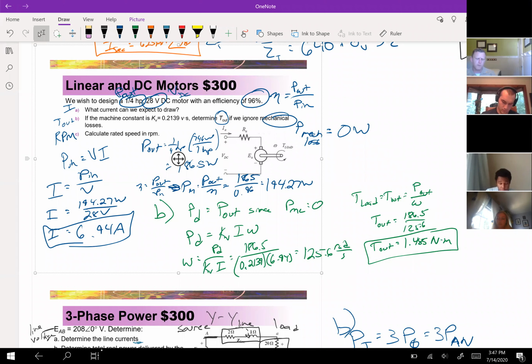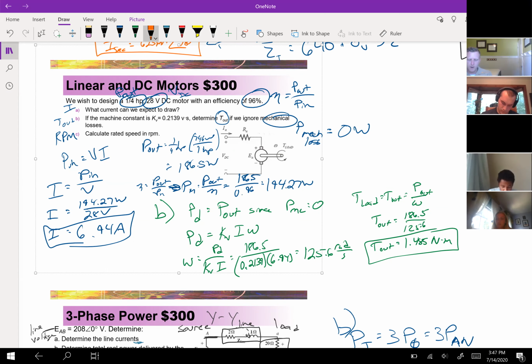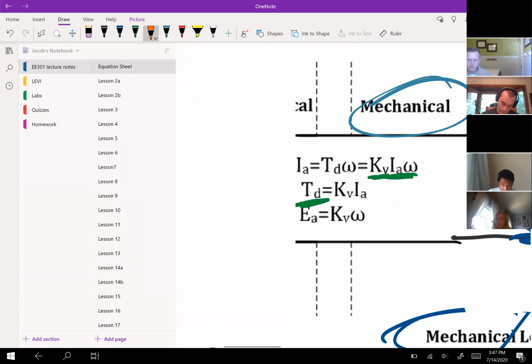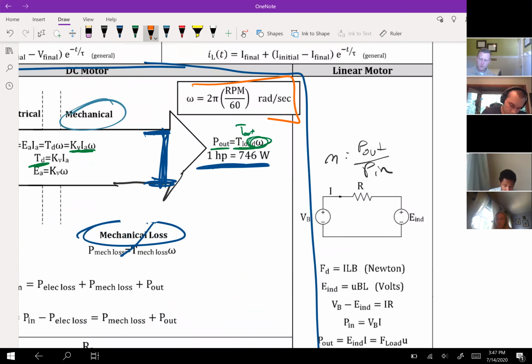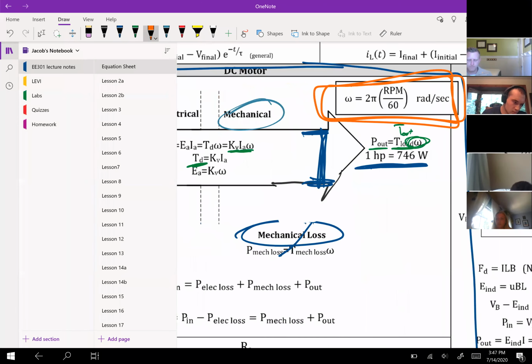The 400 level problem might even have that. I'm not sure. That's a good question because mathematically, yeah, they are going to be the same thing because mechanical loss is 0. Last one is calculate the rated speed in RPM. This one's pretty easy. The formula on the motor up here at the top says how I can get RPM using omega. Omega equals 2 pi RPM over 60.